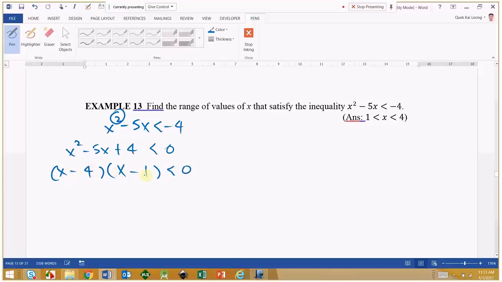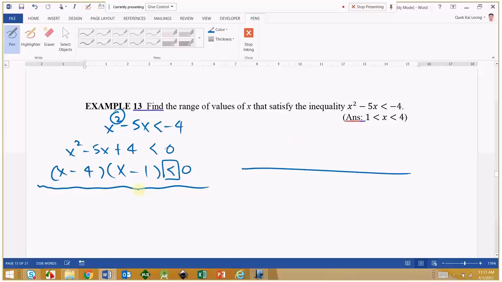Okay, so from here onwards, it's not the same as when this is an equal sign. From here onwards, you have to test the region to get the region you want. We want a negative region, but which region is negative, we don't know, so we have to draw the number line and test the region out.